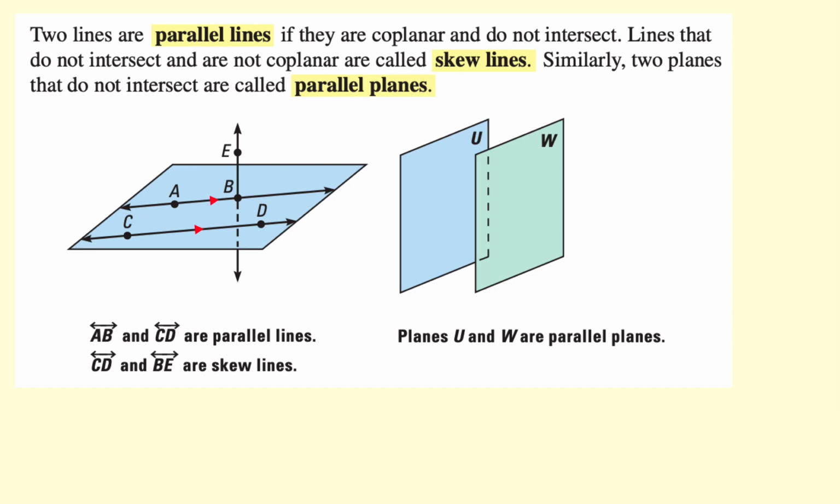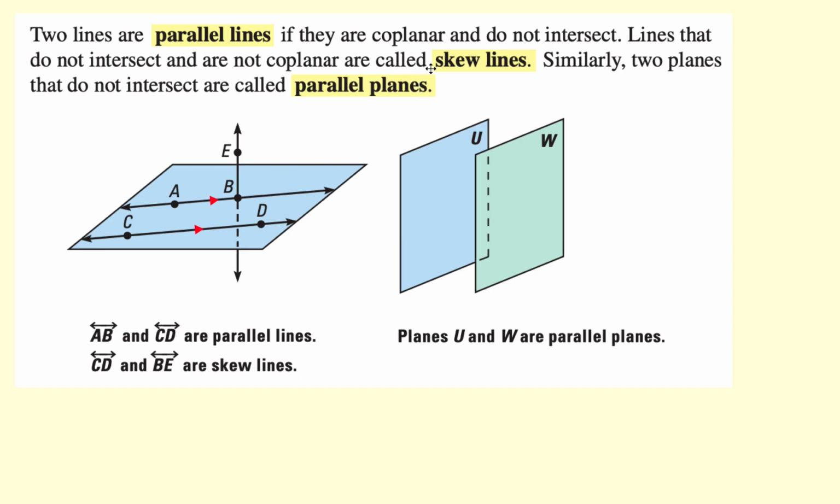Let's take a look at what parallel lines are. They are lines that are on the same plane and do not intersect. So in this particular picture, line AB and line CD are what we call parallel lines because they're on the same plane and do not meet.